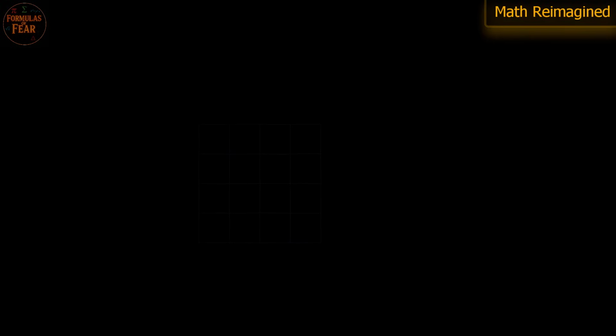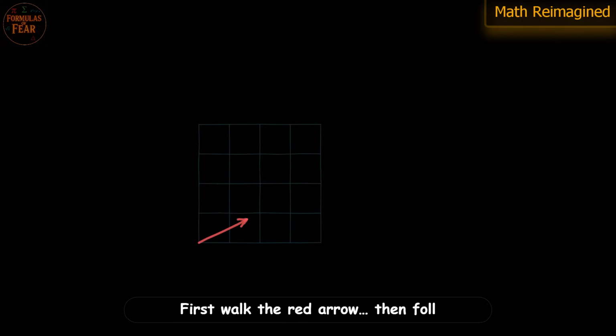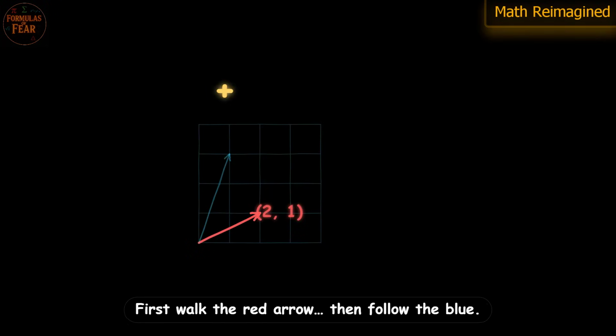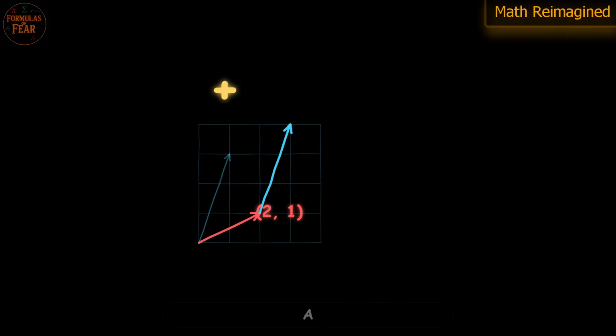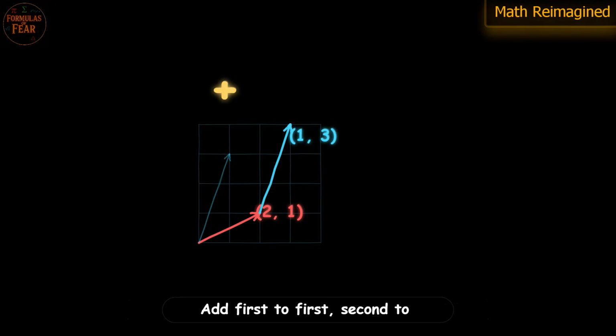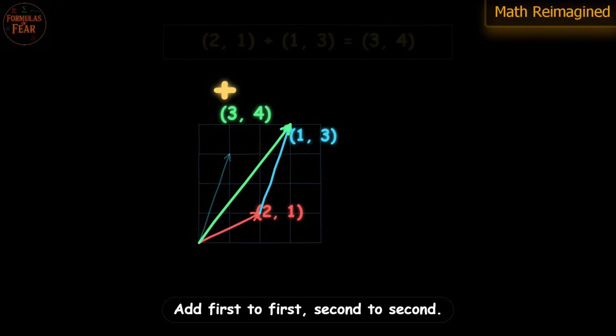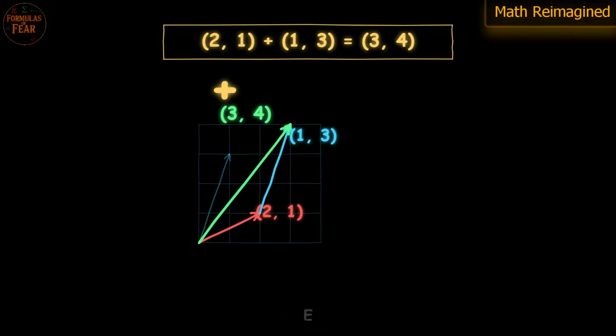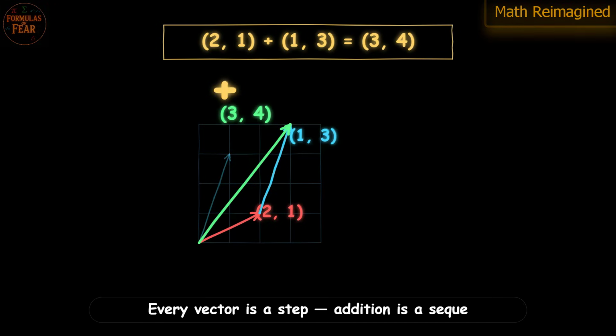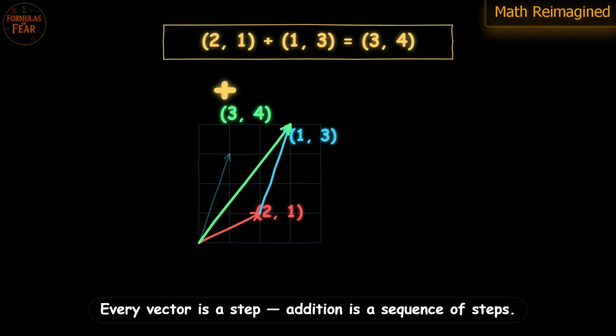Now, what if you first walked according to a red arrow and then followed a blue arrow? Where would you end up? Simply add the first number to the first number and the second to the second. This is vector addition. You don't need a pen and paper. You need visual imagination. Every vector is a step, and adding vectors is a sequence of steps. That's all. Nothing more.